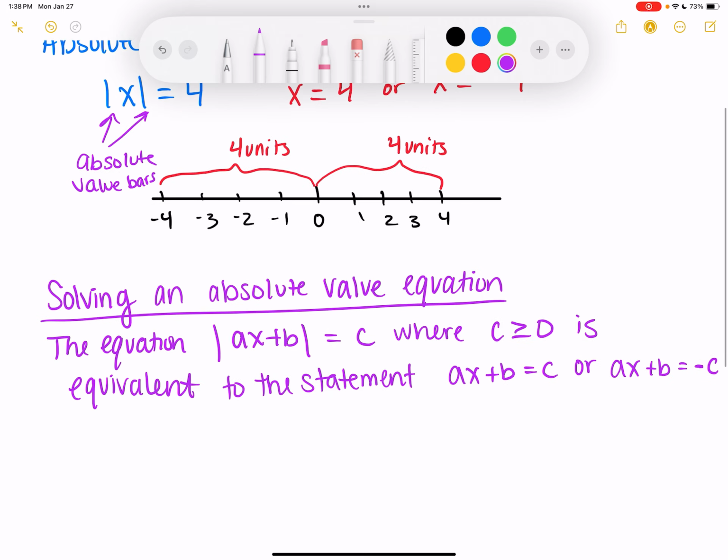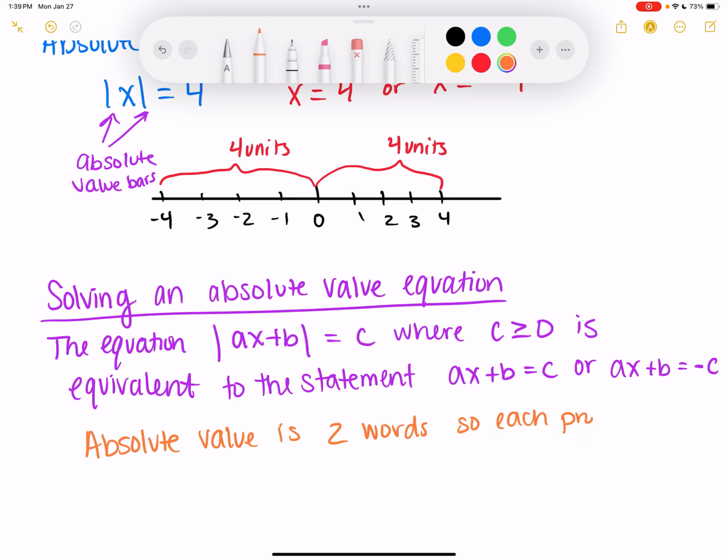So, a little thing to help you remember, absolute value is 2 words. So each problem has two parts. When we solve these, we're solving two separate things within one problem.